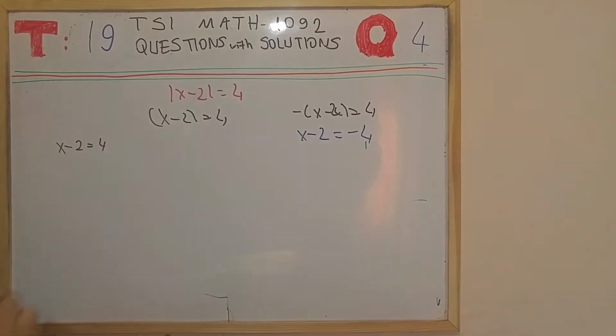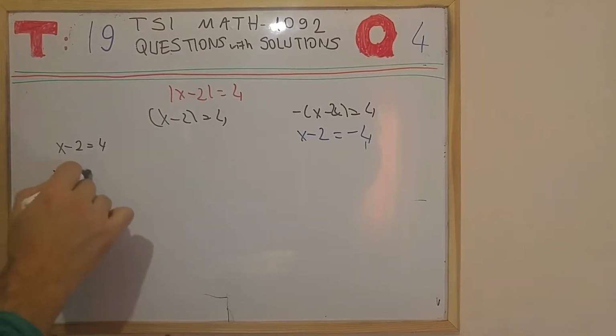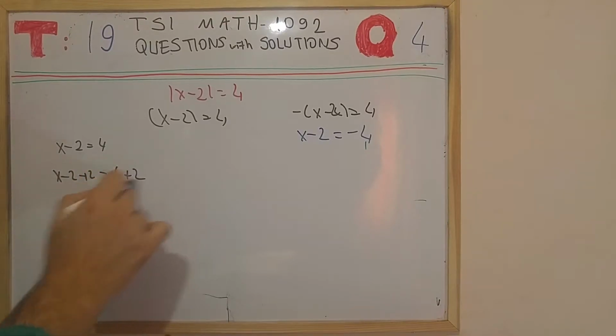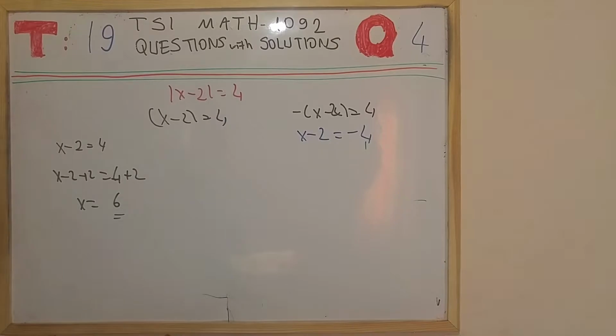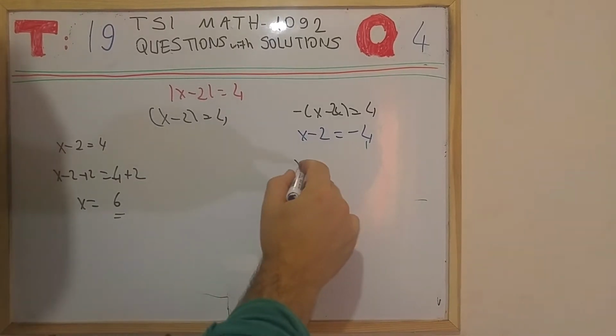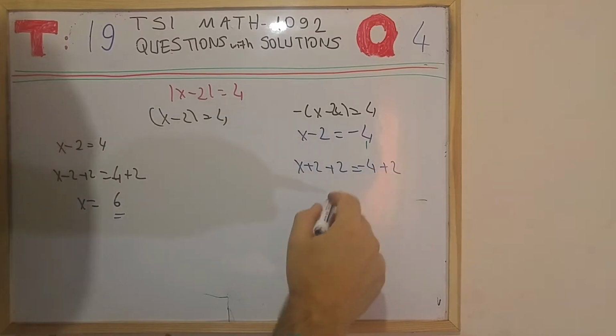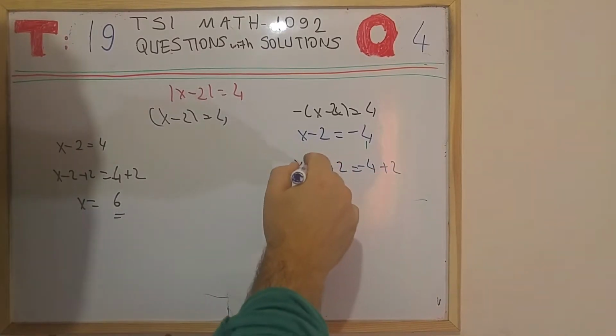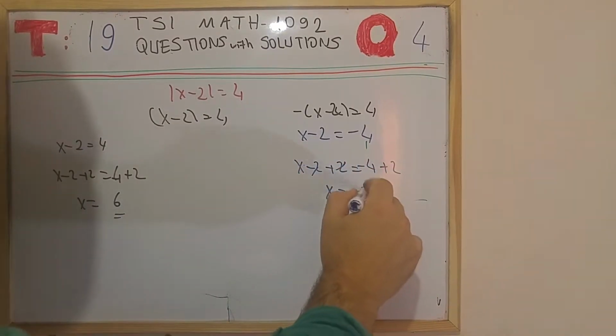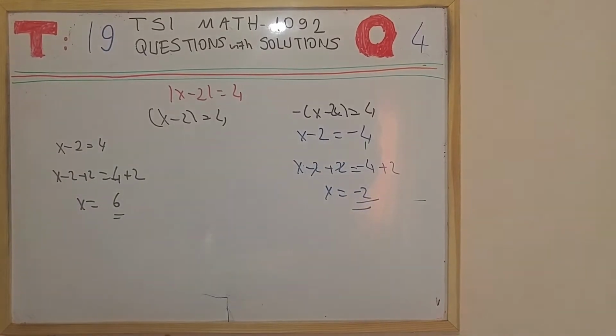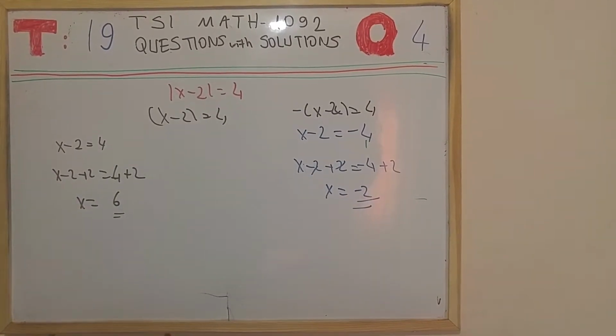If this is the first case, x minus 2 plus 2 is equal to 4 plus 2, x would be equal to 6. In the second case, x minus 2 plus 2 is equal to minus 4 plus 2, minus 2. So x is equal to minus 2. So the solution set consists of minus 2 and 6.